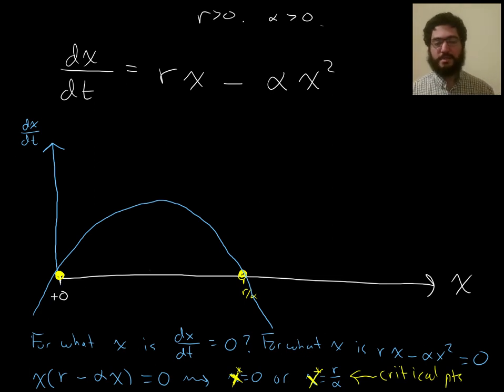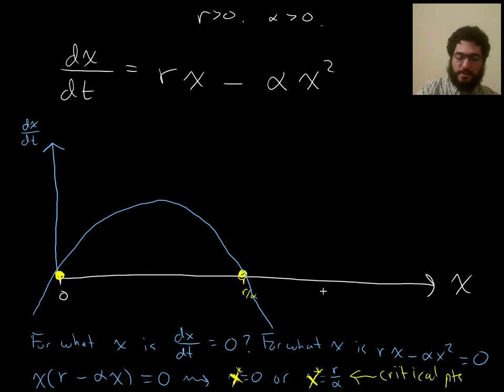Okay, so that tells us about 2 solutions to this differential equation, but there are also many more, right? So this tells us about the solutions where the initial conditions are 0 or r over alpha. So if your dot starts at 0, then it'll stay there forever. If your dot starts at r over alpha, then it'll stay there forever. On the other hand, if the dot starts anywhere else, then it will move, because dx dt will not be 0.